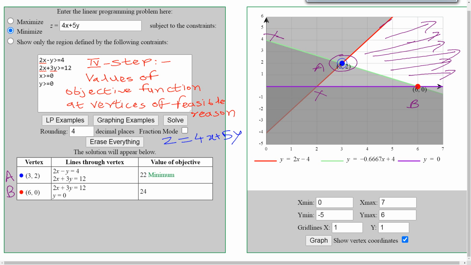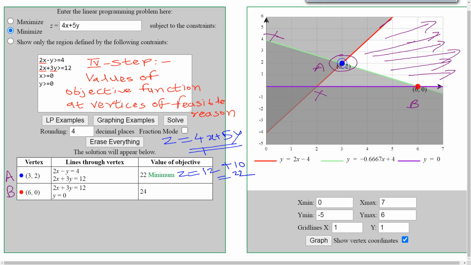Let us determine the value of this objective function at the two vertices A and B. A has coordinates 3 and 2, so substitute x is equal to 3 and y is equal to 2. So 4 into 3 that is 12, plus 5 into 2 that is 10, so 12 plus 10 equals 22. So at point A we are having the value 22.